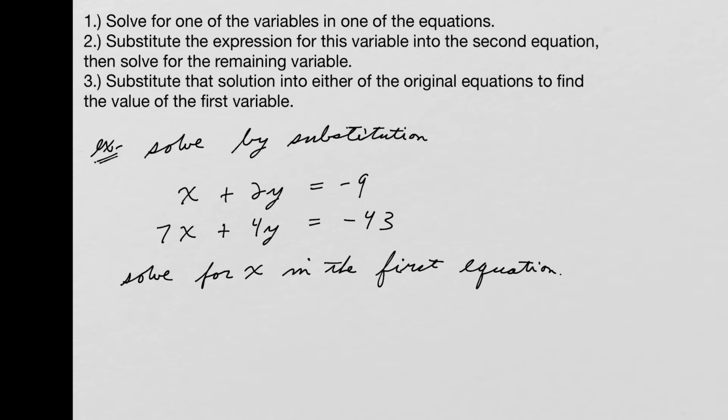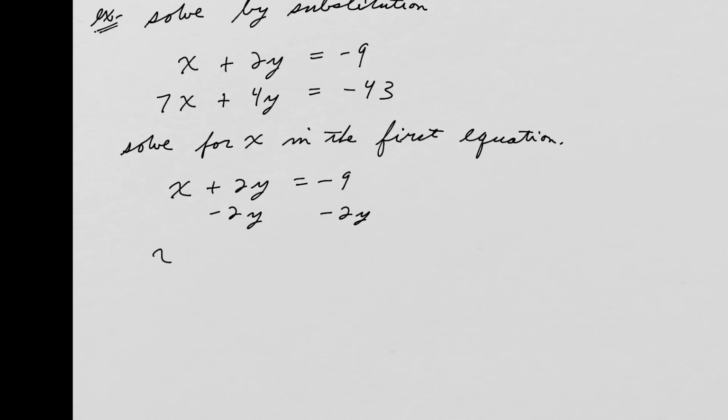You should always just solve for the easiest variable, okay? So to do that, I need to subtract 2y from both sides. So then I'm going to have x is equal to -2y minus 9. Okay, so step 1 is done. Now here's where the substitution comes in. I substitute this expression, so this entire expression, into the second equation. Where I have x, I'm going to plug in -2y minus 9.